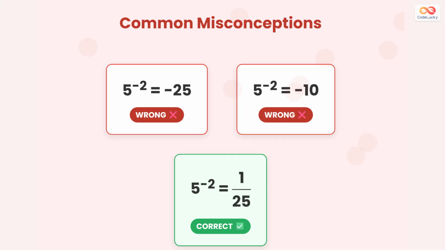A very common mistake students make is thinking that 5 to the negative 2 equals negative 25 or negative 10. This is incorrect. Remember, the negative exponent does not affect the sign of the result. It only affects the position of the base. The result is a positive fraction, 1 over 25.